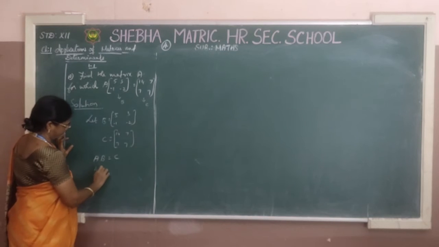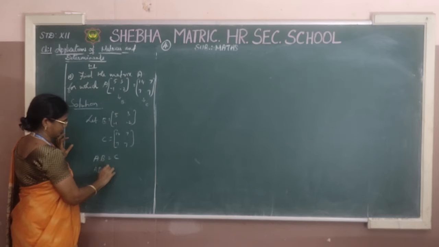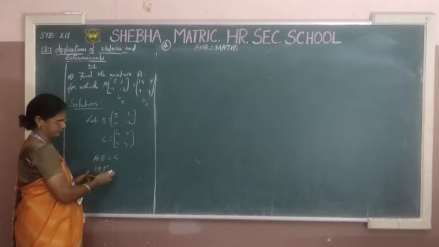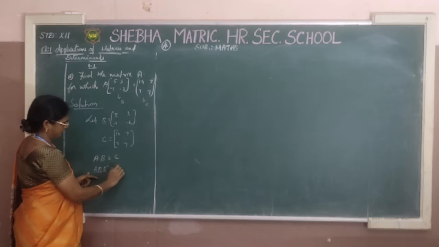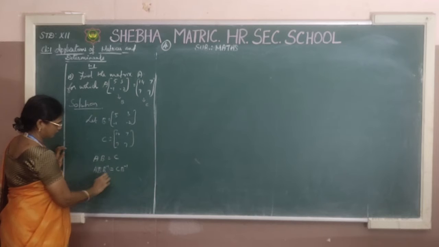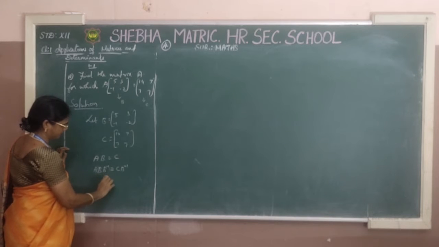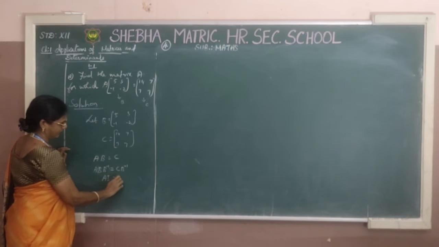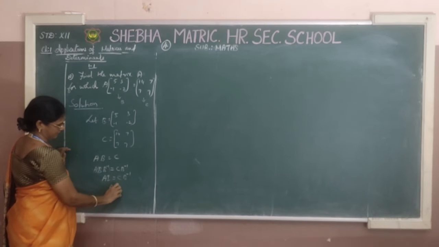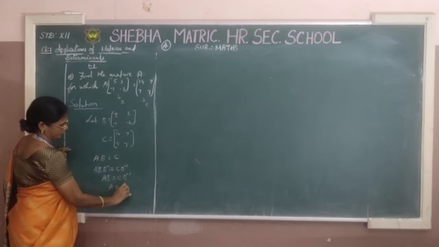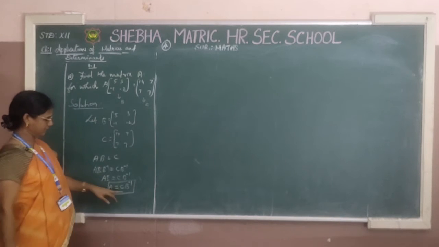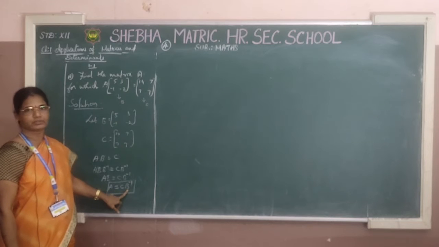So, we multiply B inverse on the right hand side. Right hand side means post multiply. Post multiply B inverse, we get this. Combining these two, we get the identity matrix, and simply we have to write AI equal to C into B inverse, and AI becomes A. A is equal to C into B inverse. Okay. So, for that we have to first find B inverse.